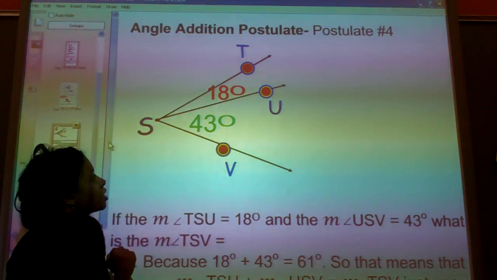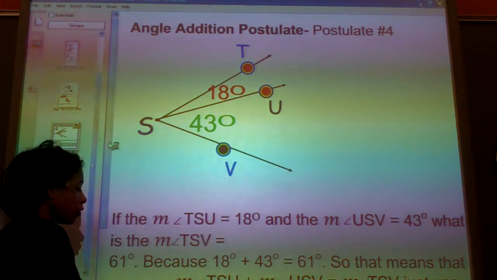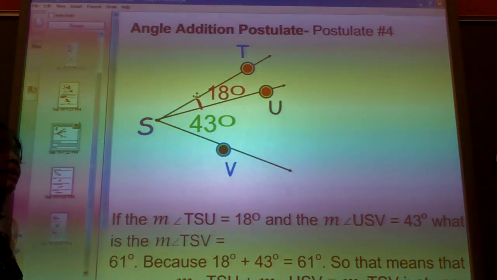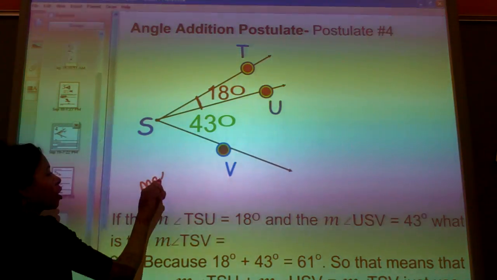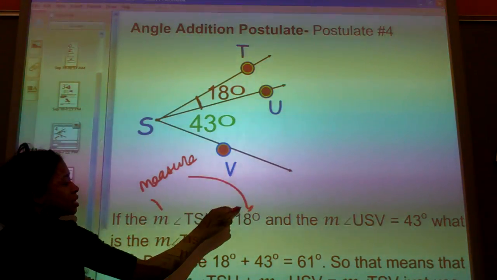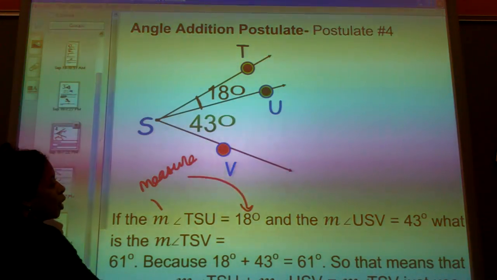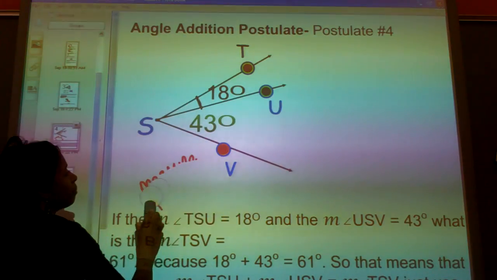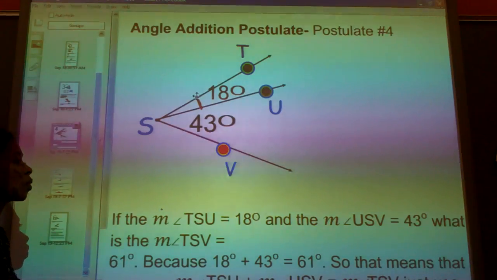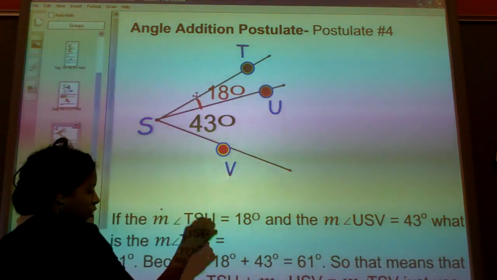So in this particular case, we look at three angles. We have angle TSU, which has a measure of 18 degrees. And that lowercase m means measure. When I write a cursive lowercase m, it means I want the angle measurement, which in this case is 18 degrees. Now, I have the measure of angle TSU to be 18 degrees, and I also know the measure of angle USV to be 43 degrees.